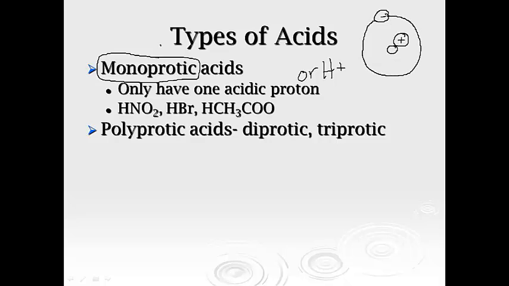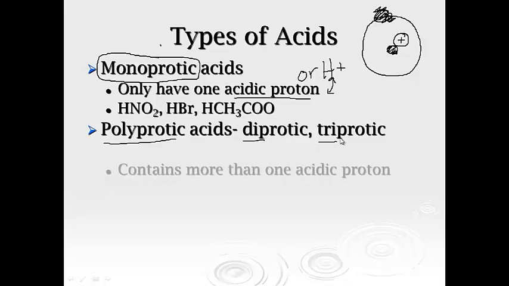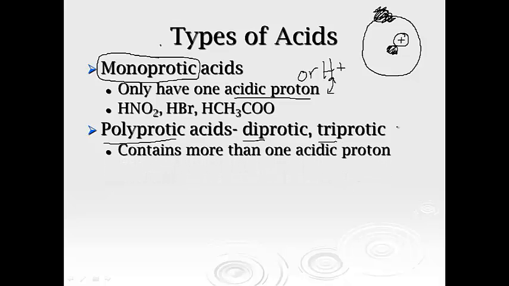Okay? Well, if the hydrogen gives away its electron, that's where the 1 plus charge comes from, so it's essentially a proton floating around in space, particularly if there are no neutrons there. So that's why we say acidic proton, which is the same as hydrogen ion. Now polyprotic acids have more than 1 acidic proton or hydrogen ion.